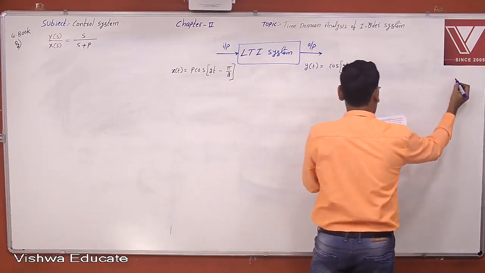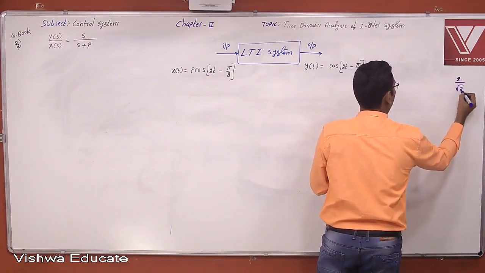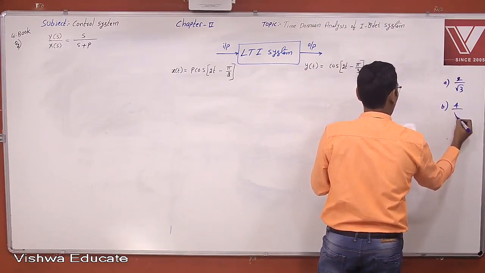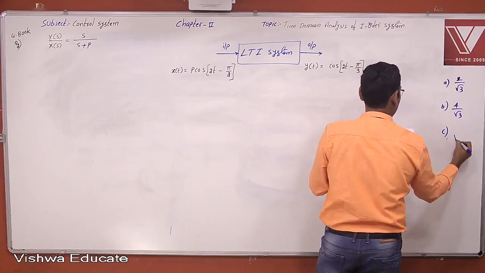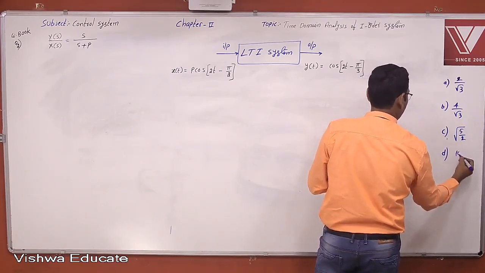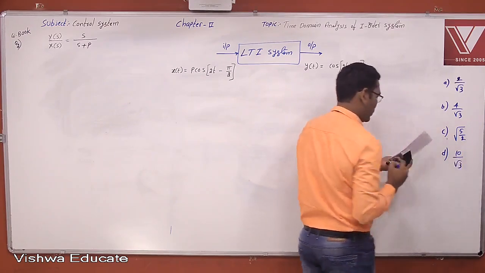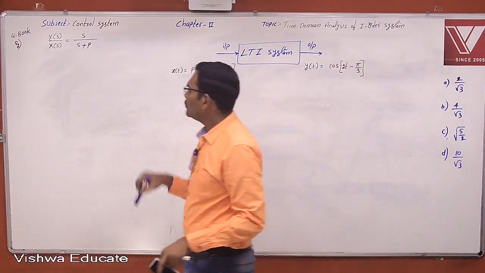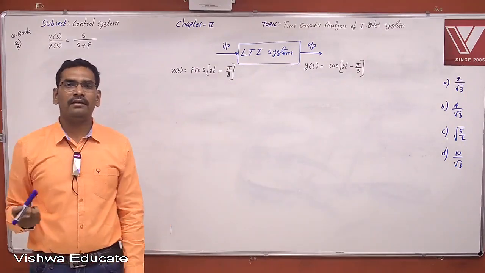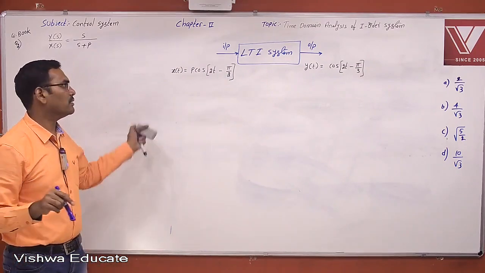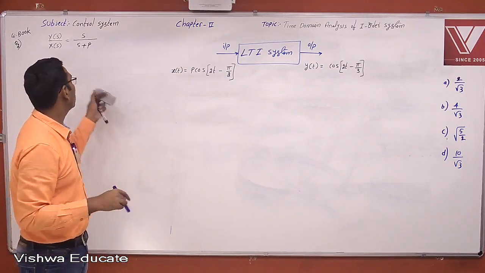The options are: A, 2 by root 3; B, 4 by root 3; C, root 5 by 2; and D, 10 by root 3. A very simple question, but he gave 2 marks for it in the previous GATE examination, students. Just try to concentrate. If you understand the basic question and how I explained the sinusoidal input, then this is also very easy for you. Okay, now see here.